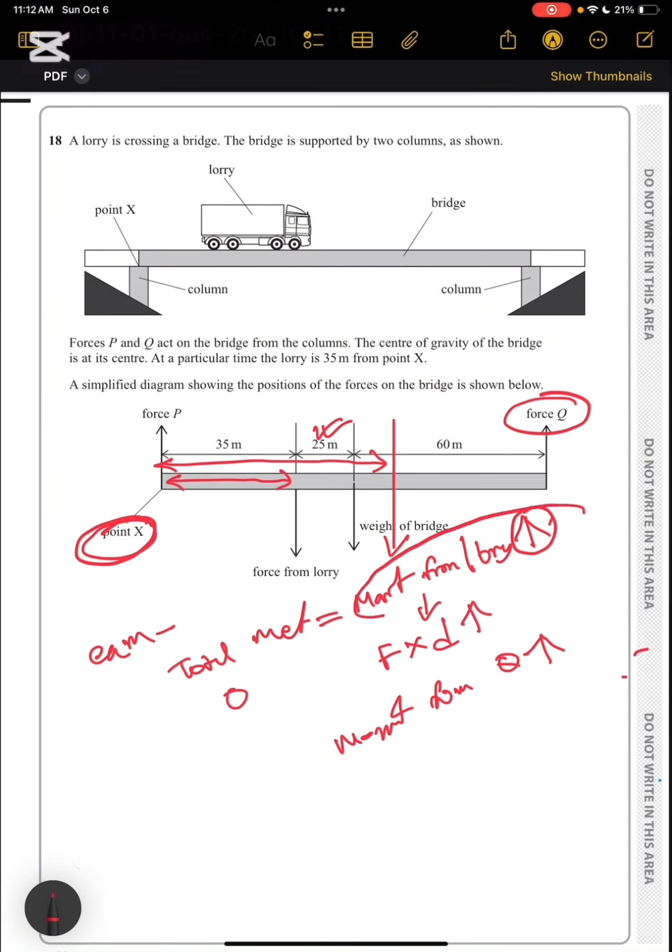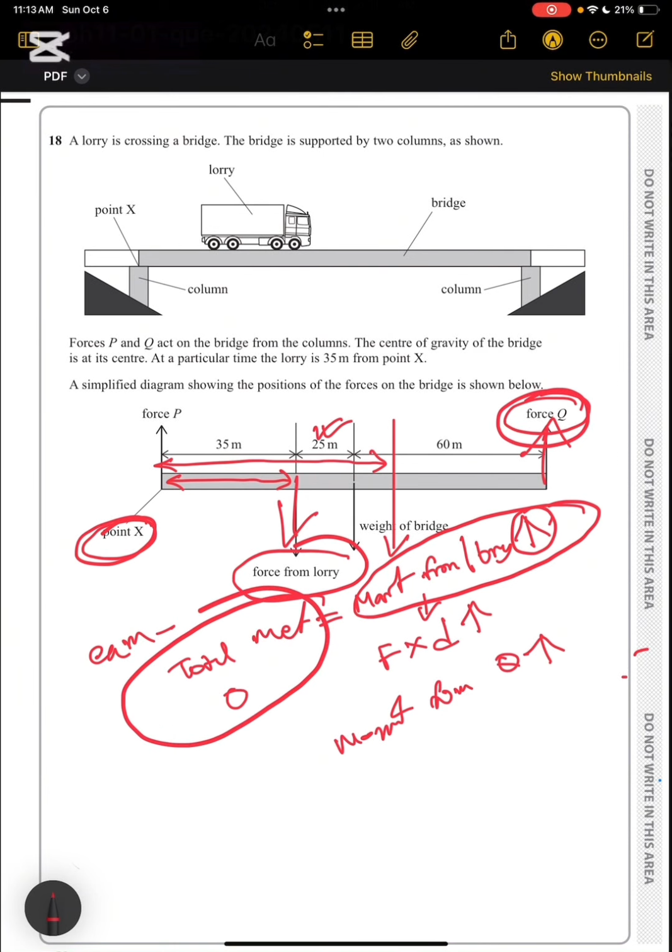As the moment from the lorry increases in this direction, the moment from Q must also increase in the opposite direction so that the total is 0, because they are in opposite directions, right? So as the moment from the lorry has increased, the moment from Q must also increase, so that the total moment is 0. As it is in equilibrium, the total moment needs to be 0.